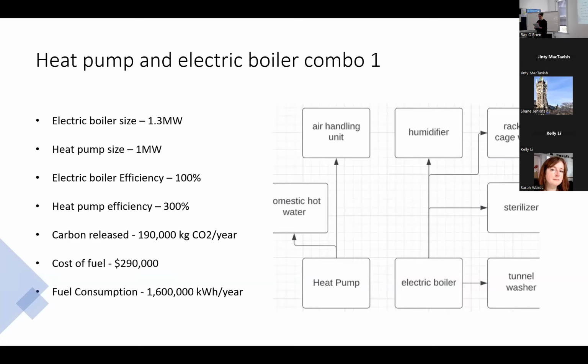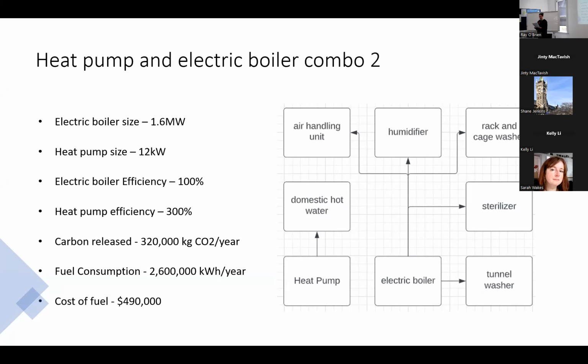Heat pump and electric boiler combo 1 is the most efficient option out of all these options, with the heat pump being the most efficient, covering heating and district hot water. This then allows for the carbon usage to be at 190,000 kgs of CO2 per year and the cost of fuel at $290,000 per year, as well as a total consumption of fuel of 1,600,000 kilowatt hours per year. Heat pump and electric boiler combo 1 came out on top as all of these factors are the lowest due to having a high efficiency.